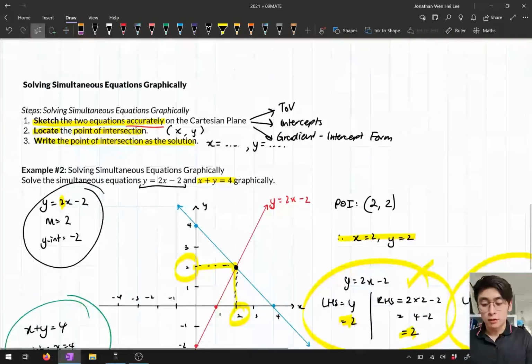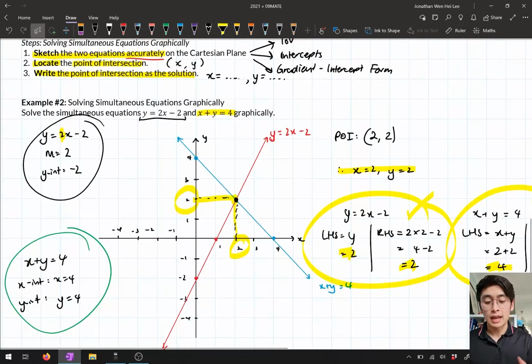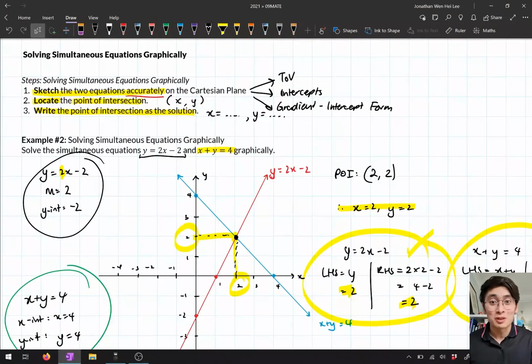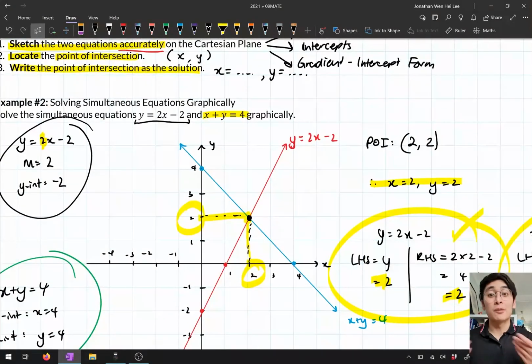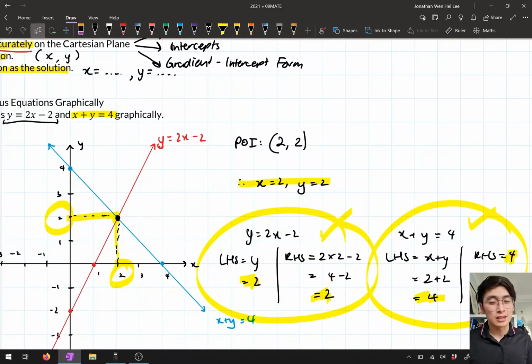Then we went through the steps of solving our simultaneous equations graphically. We sketched our two equations accurately on a Cartesian plane. We made sure that we drew them in an accurate way, and we can use whatever method we've learned over this course of the topic to do that. Then we found the point of intersection on our Cartesian plane. Here we read off (2, 2), and then we just write as a final step, x is equal to 2, y is equal to 2. This final step of checking was just to show you that this does work out for both of my lines. This doesn't need to be done unless the question asks you to.